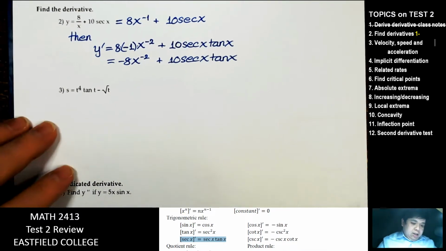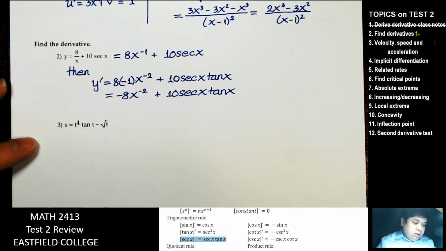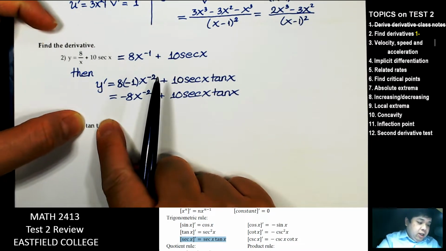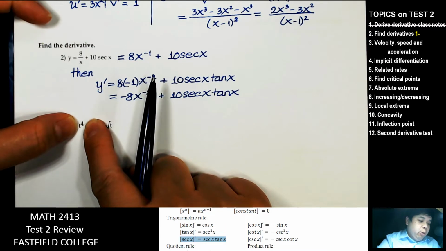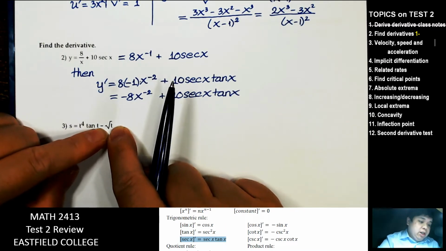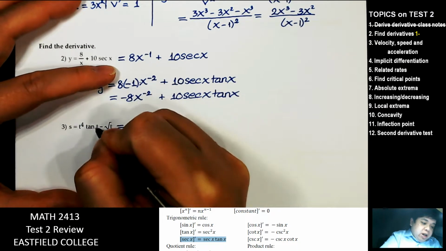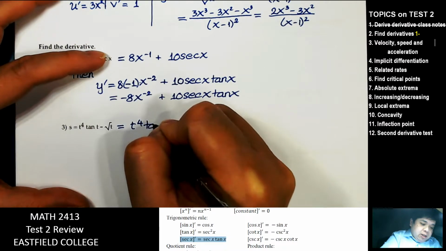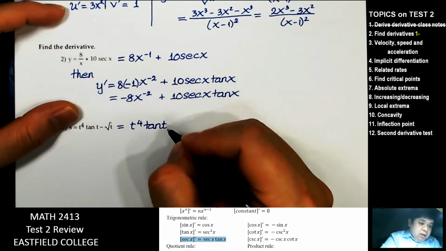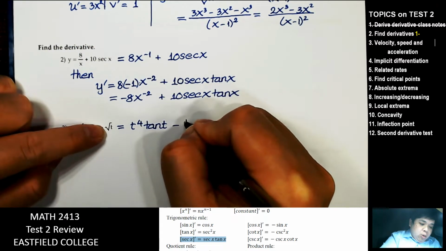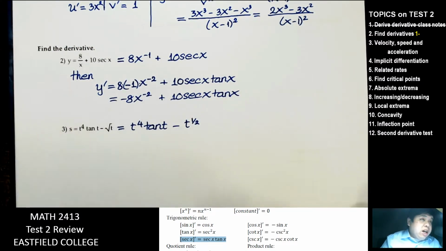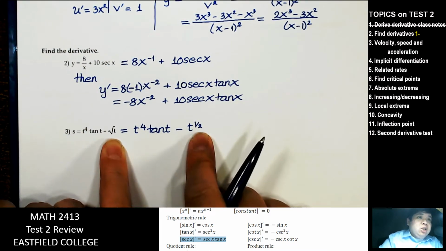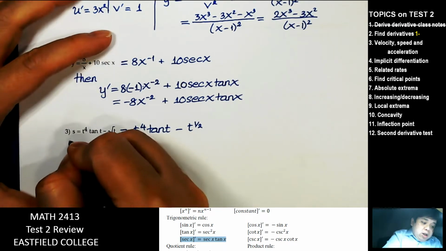Next, derivative of this. We know how to take derivative of tangent of t. We know how to take derivative of t to the fourth and square root of t as well. So first of all, actually, just take care of the square root of t. Still have t to the fourth and tangent of t minus t to the 1/2. So I haven't taken any derivative yet. That just rewrites the function square root of t as t to the 1/2. Right. Now we'll take derivative.